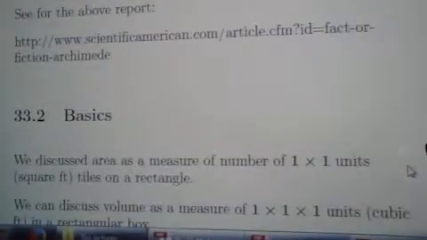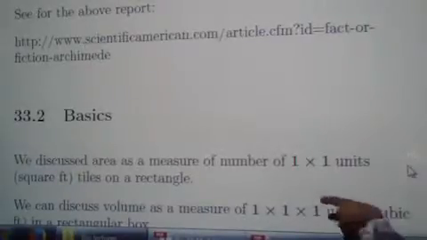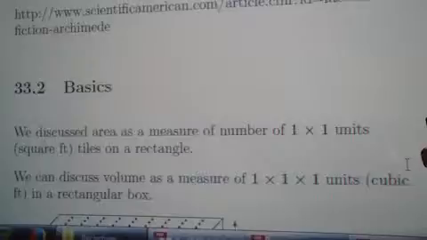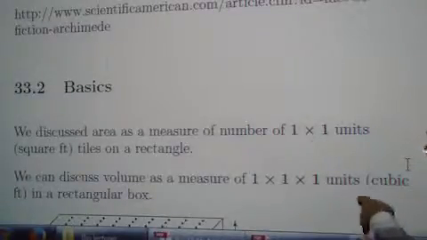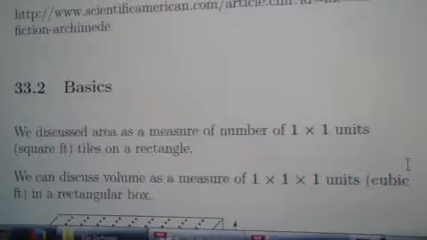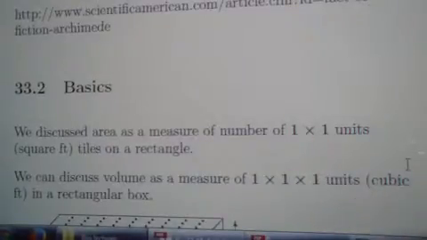Okay, we discussed area as a measure of the number of 1x1 unit squares in a rectangle. We can discuss volume as a measure of 1x1x1 units. So instead of a tile 1x1, you have a box 1x1x1, which contains cubic feet. Why cubic? Because you have 3 of these. Square, you have 2 of these, and one-dimensional, just 1.